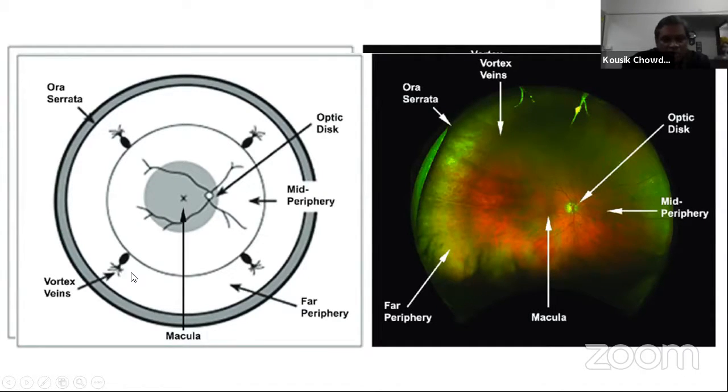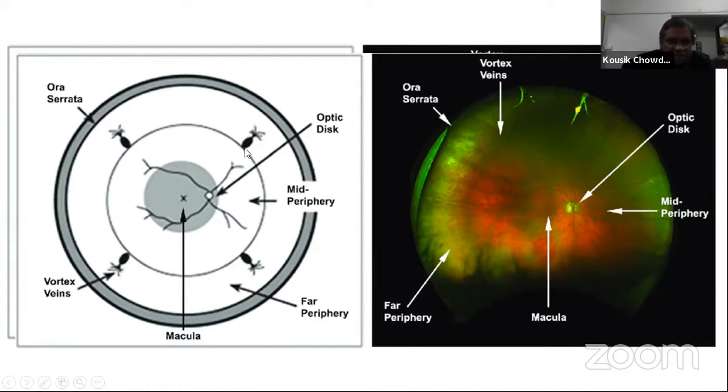Now come to the central part of the retina. Usually we have questions on what the central part of the retina is, and the landmarks of the central part of the retina. This is the optic nerve, macula, and these are the retinal artery and veins. Yes, the central retinal artery and central retinal vein are present here.